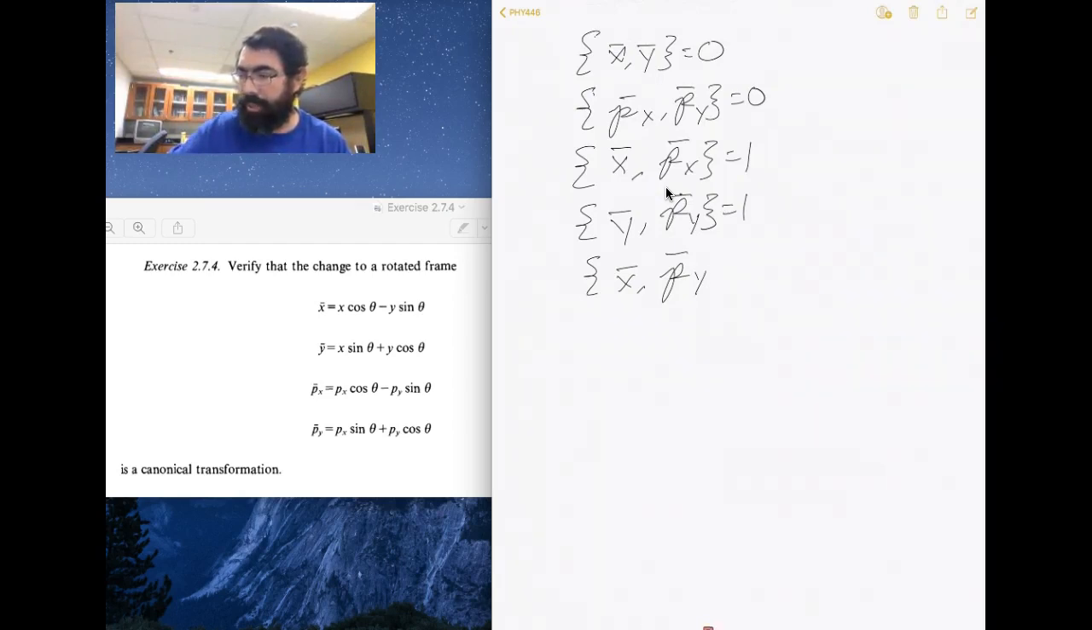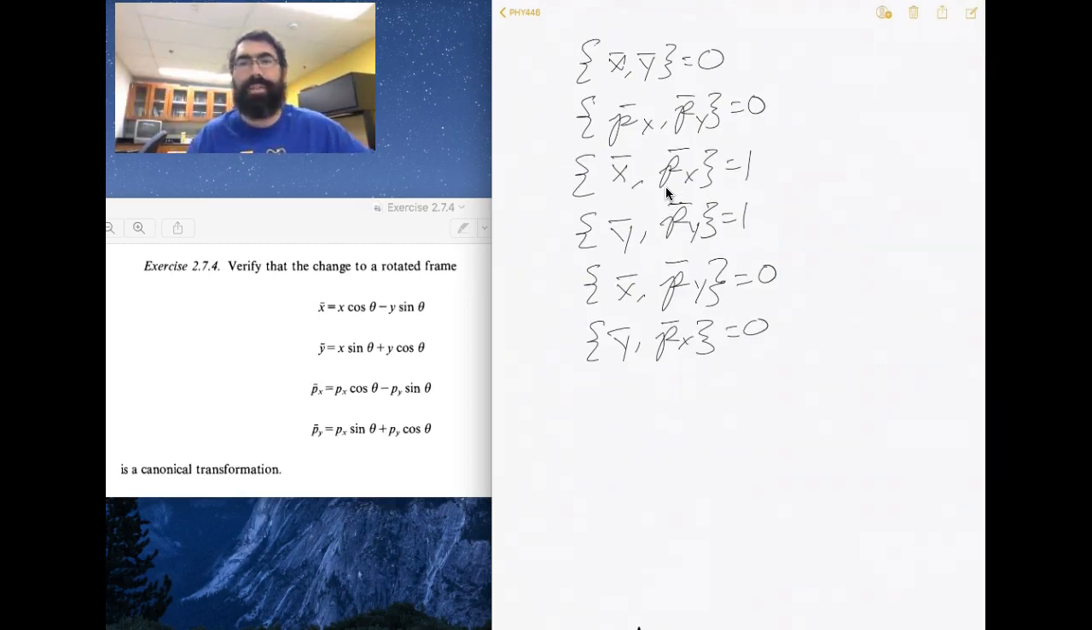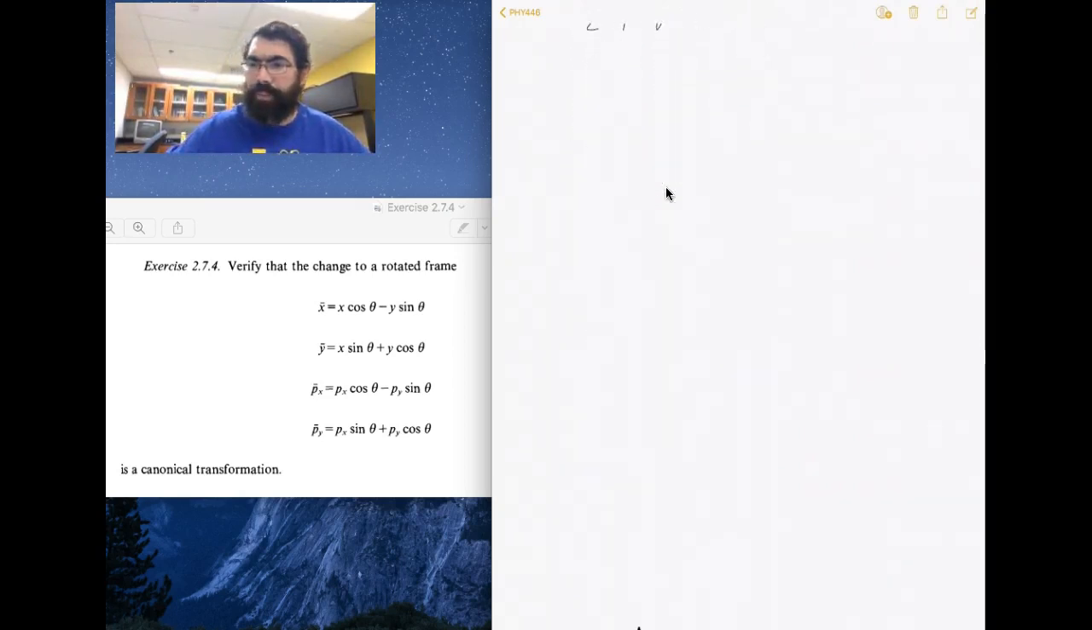sorry, getting a little sloppy here. The y component of the momentum should be equal to 0, just like the Poisson bracket of the y coordinate with the x component of the momentum should also be 0. So basically what I want to do is work out these 6 Poisson brackets to prove that this is a canonical transformation. So let's start with the first one.